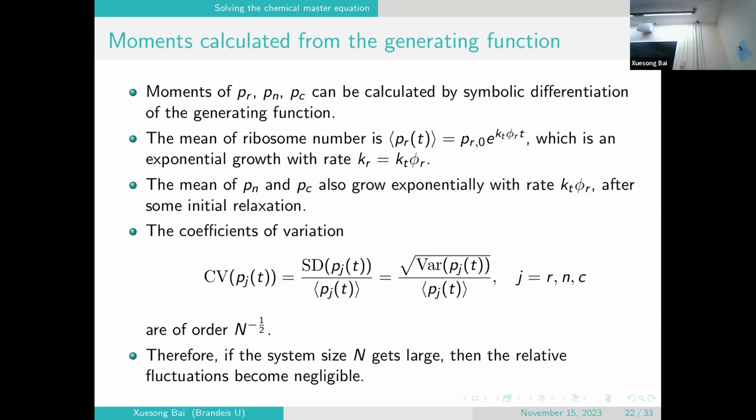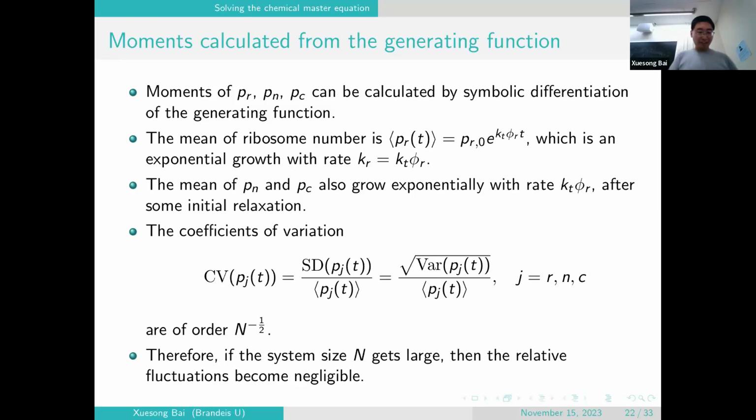And for the variance, we look at these coefficients of variation, defined to be the ratio between standard deviation and the mean. So all three coefficients of variation are of order big N to the -1/2. This means that if our system size gets really large, these relative fluctuations should become negligible.